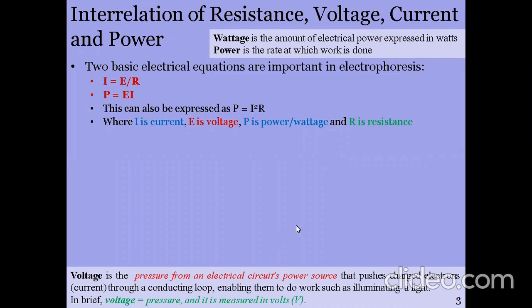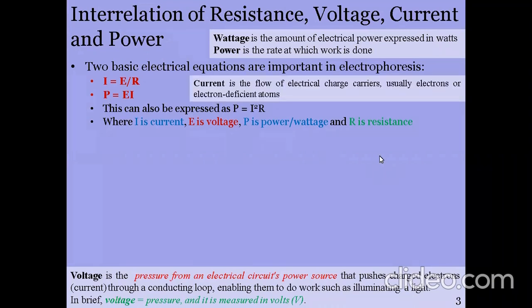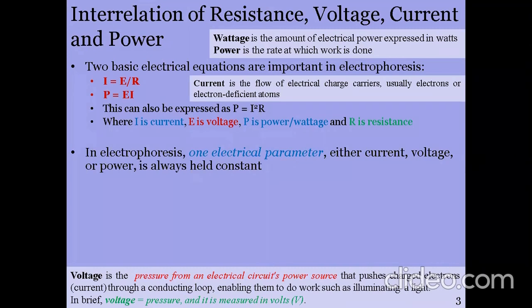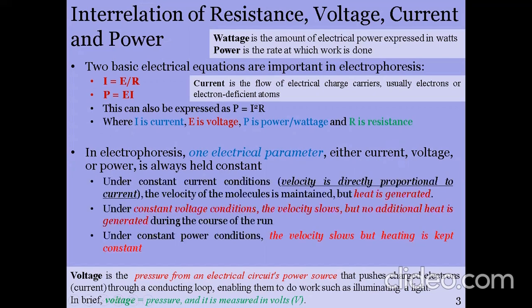And next, current is the flow of electric charge carriers, usually electrons and electron deficient atoms. So the flow of electrons will be the current. These are the different terms used here. In electrophoresis, one electrical parameter, either current, voltage, or power, will be held constant, and the rest will vary.